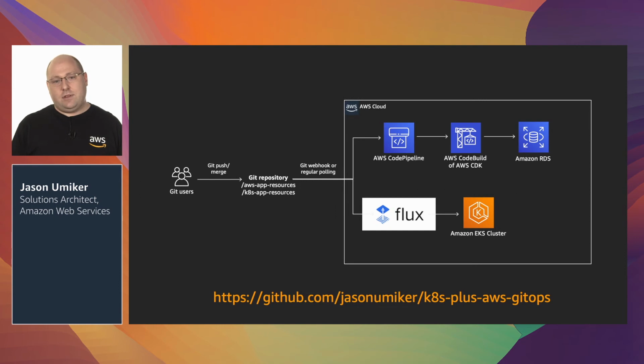And when we look at the Git flow that we're about to see, there's basically in one Git repo two folders, AWS App Resources and K8s App Resources. In AWS App Resources, you're going to see a code pipeline invoke a code build, which runs AWS CDK tools to create and manage the RDS database. And in the K8s App Resources folder, we're going to see that Flux monitors that folder for changes, and it updates the underlying EKS cluster and objects to match those changes.